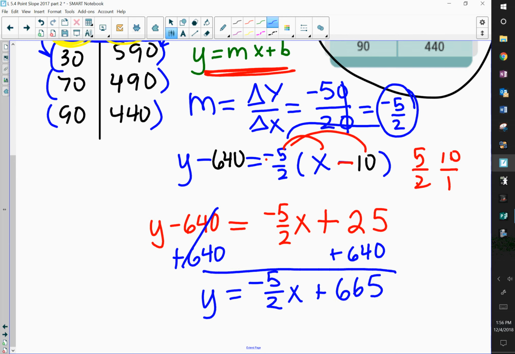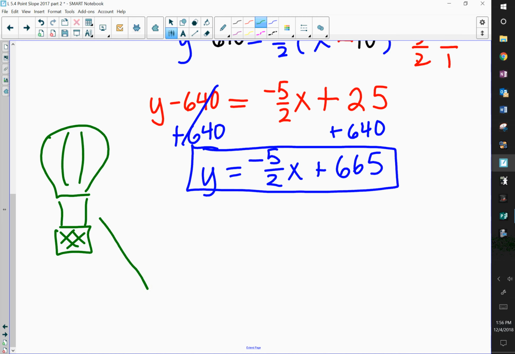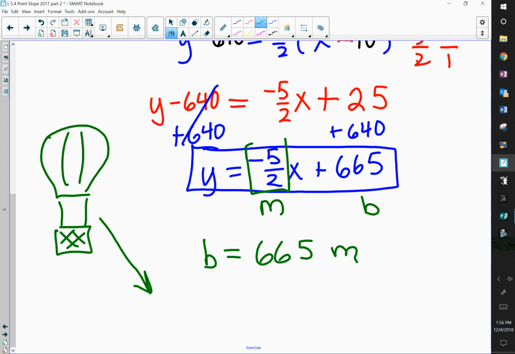Now, that's all that I need you to know for now, but really this problem is asking you, what does that mean? Well, if you're in a hot air balloon and you're descending to the Earth, this problem gives you an M and a B. That means your hot air balloon begins 665 meters off of the ground, and it is descending at a rate of 5/2, or in other words, it has a slope or rate of change of negative 2.5 meters per second. That's what that information is indicating, and that's what you have to do in this problem.